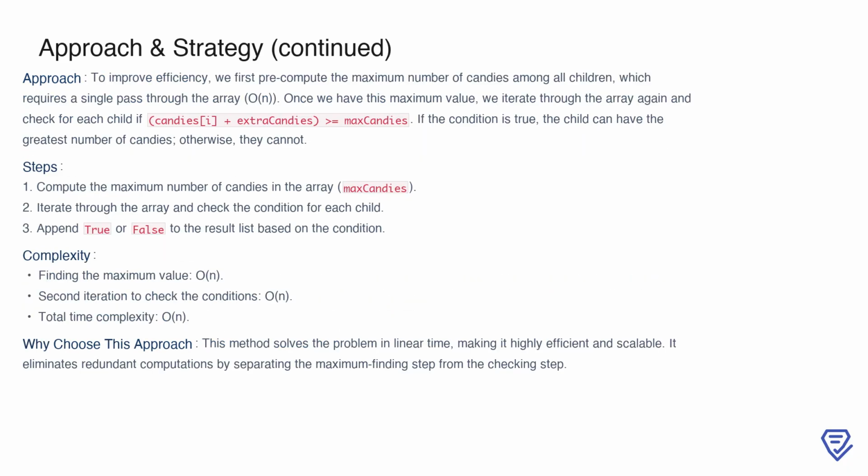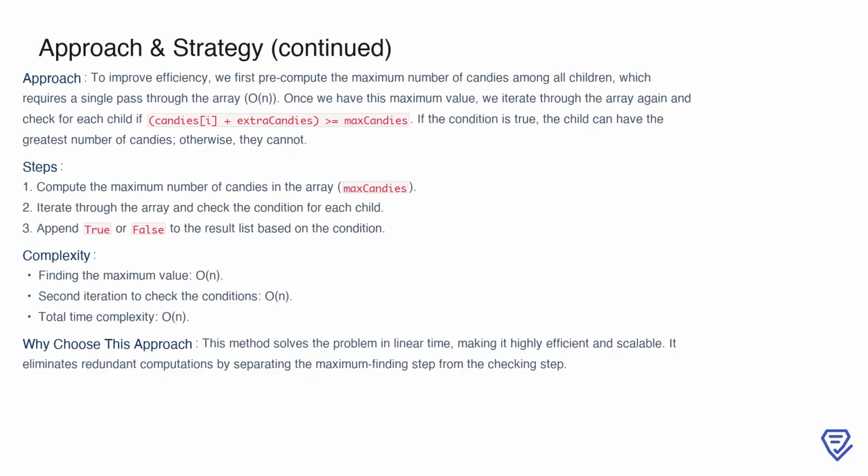A more efficient approach involves pre-computation to minimize redundant work. The first step is to calculate the maximum number of candies among all children in a single pass, which takes n time. Once we have this maximum value, we can iterate through the array again, checking for each child whether their current candies plus extra candies equals or exceeds this maximum. If the condition is true, we add true to our result list, otherwise, we add false.